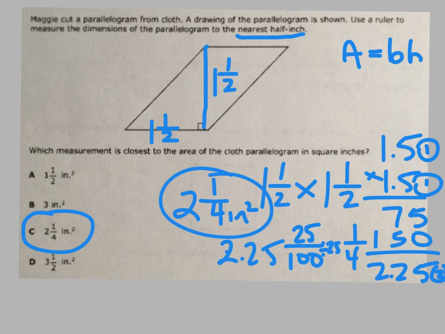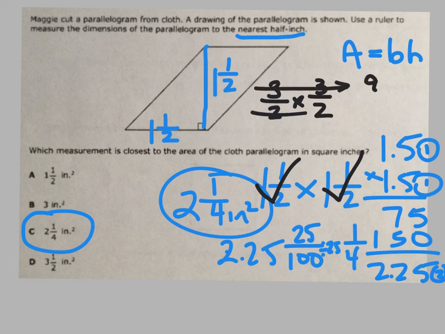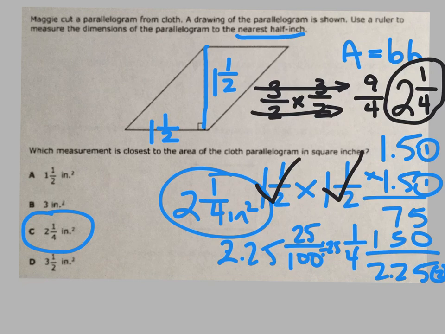Now, if I did it by multiplying the fractions and I simply change the mixed numbers into improper fractions, 1 times 2 plus 1 is 3, times 1 times 2 plus 1 is 3. I multiply straight across to 9 over 4. 4 goes into 9 twice with a remainder of 1. My solution is still 2 and 1/4 square inches.